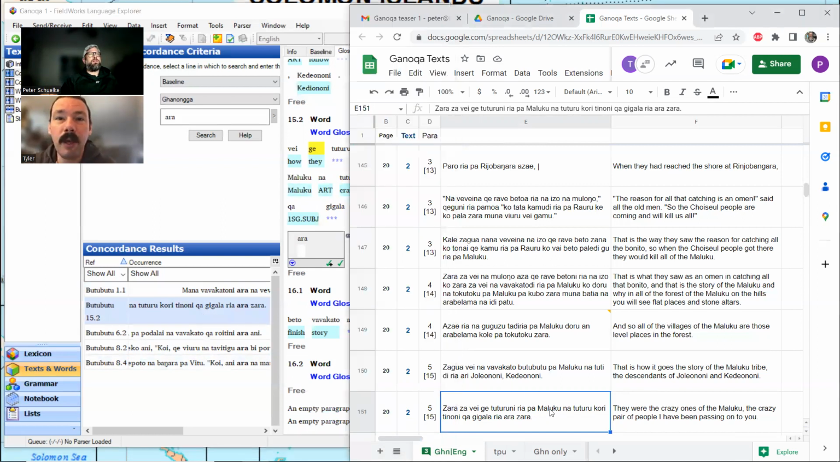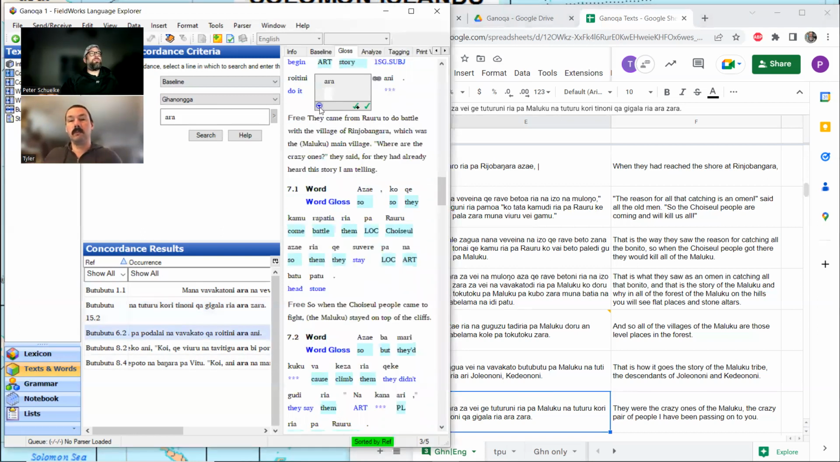15, yeah. The way the concordance orders it is alphabetically by text and sentence number. So 1 is followed by 15 and then 6. Yeah, I was meaning the right translation here from our sheets. Third: they come from Rauru to do battle with the village of Rinjo Bangara, which was the Maluku main village. Sorry, "Where are the crazy ones," they said, for they had already heard the story I'm telling you. I think I see it. Let's do all of them again.